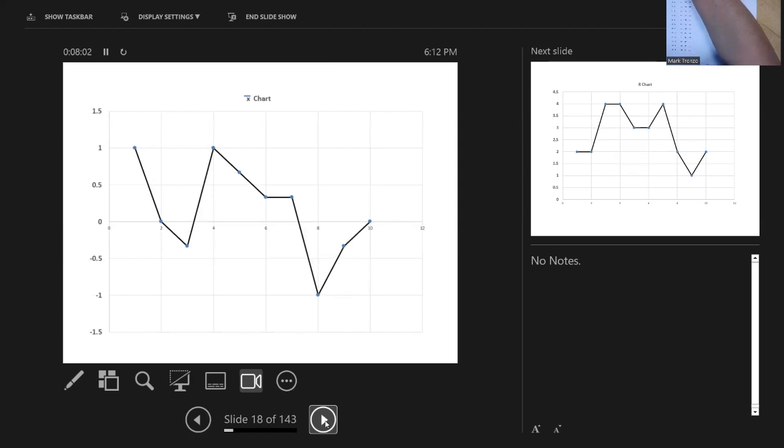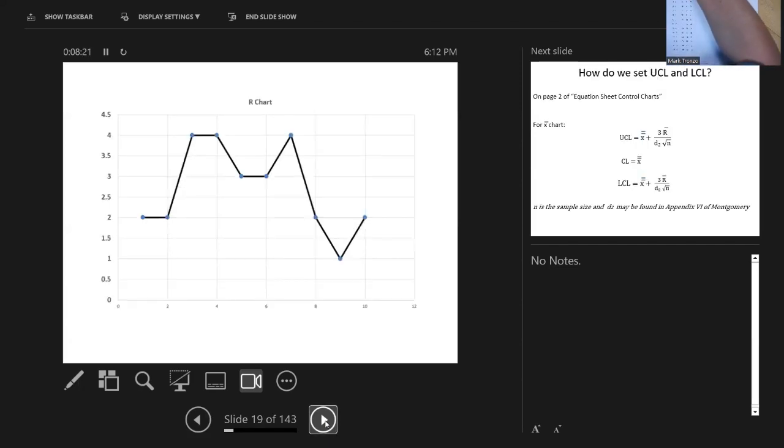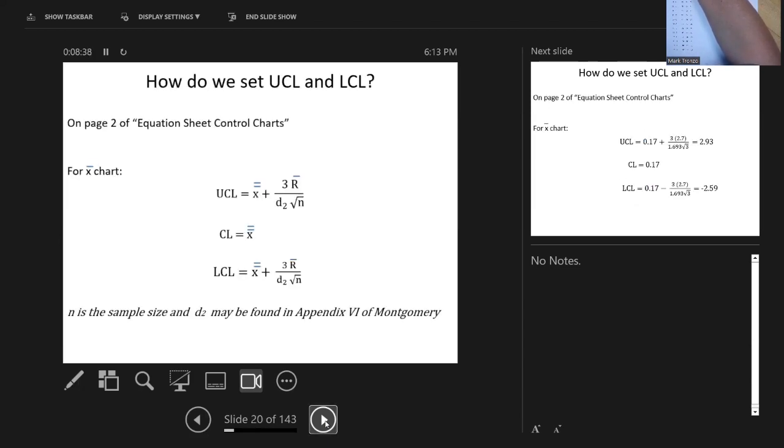So again, this is just a plot of your X bars all the way through your 10 samples. And just plot those. And plot your R, which is your variation. And now the question is, again, how do you calculate the upper control limit and lower control limit? We're going to use this. This is something you did earlier.